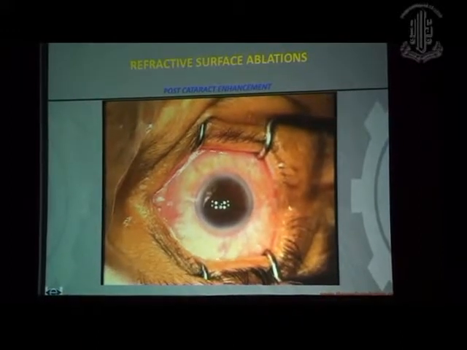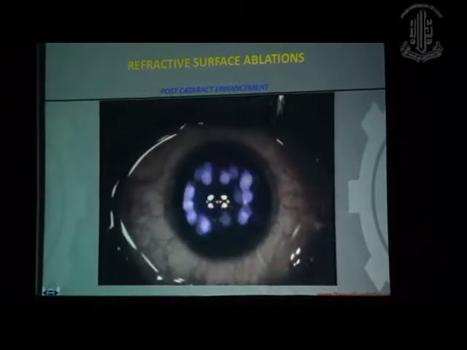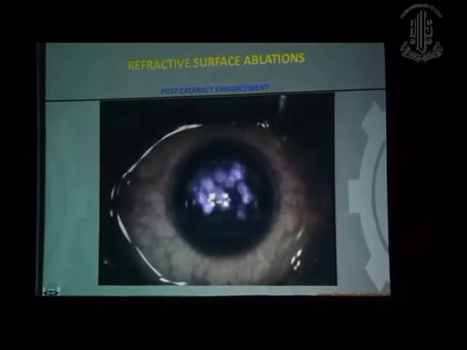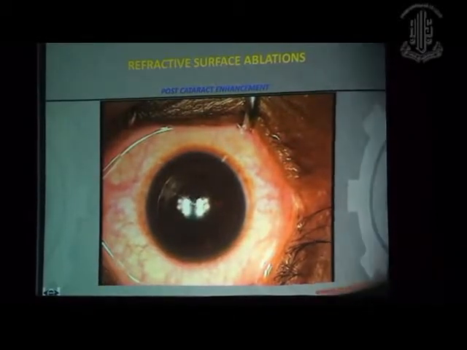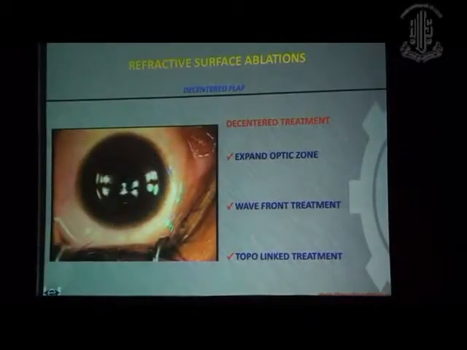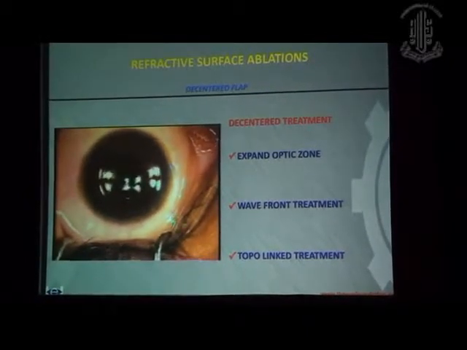Again, this was another patient who had a residual refractive error post multifocal IOL implant. Because he had a thinner cornea and dry eye issues, I advised that we do a surface ablation to fine-tune the residual refractive error. Again, if there's a decentered treatment, you could do any of these options with a topo-guided treatment and treat these patients.